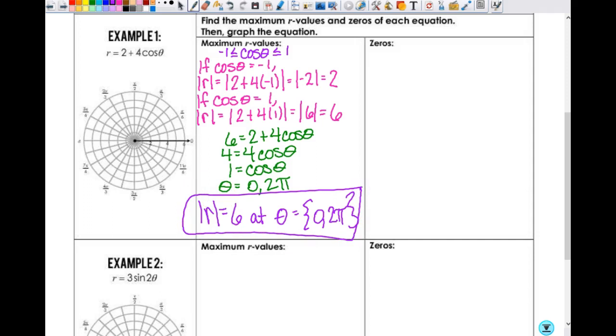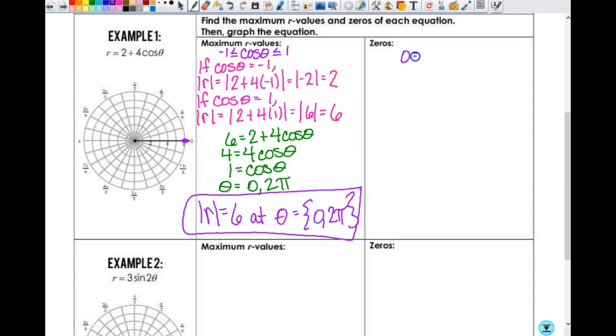So that means on my graph here, where I'm going to plot that, at 0 I have a radius of 6, and at 2 pi I have a radius of 6. So even going from 0 to 2 pi, the 0 and 2 pi overlap sometimes, but there we go, okay? I also need the zeros. So that means I need to know when the radius is 0.